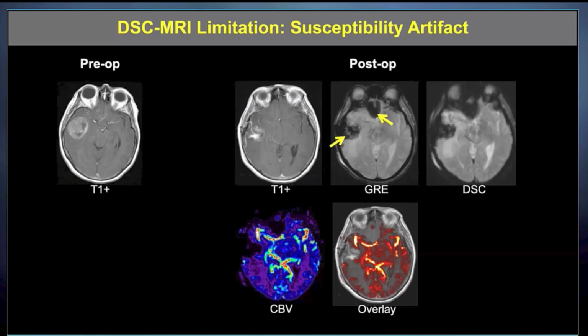And then if you process it and you get this, you can have these cases where you just get signal dropout and it's just black and you don't really get any measurable signal here. And this is from this severe susceptibility artifact. And so that's another thing to consider.